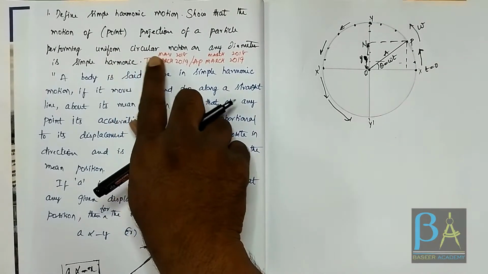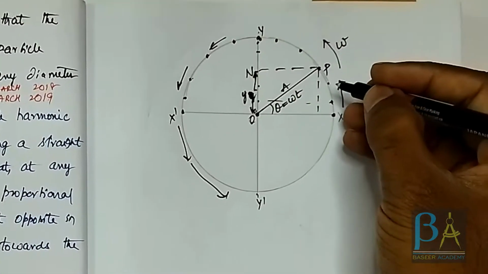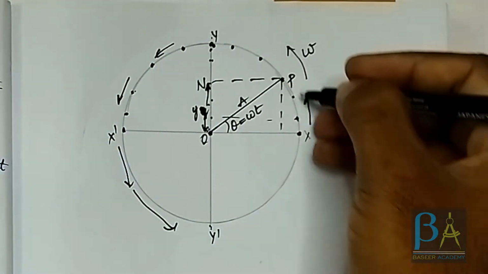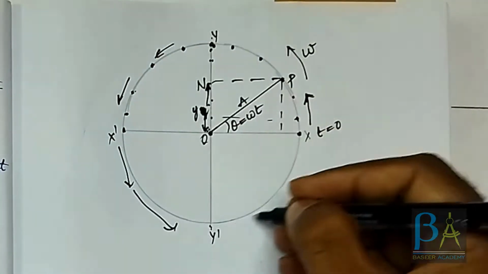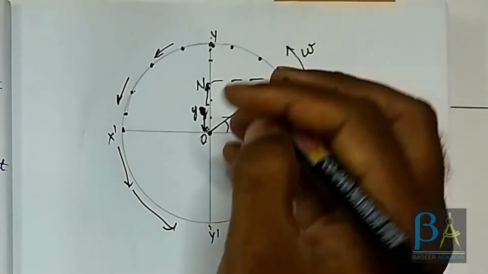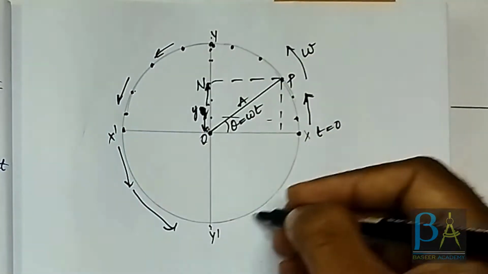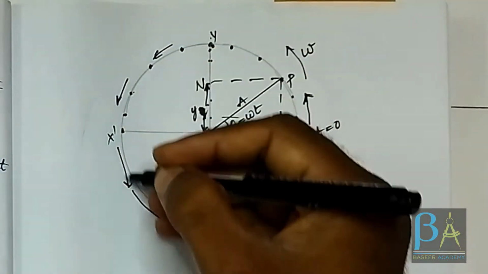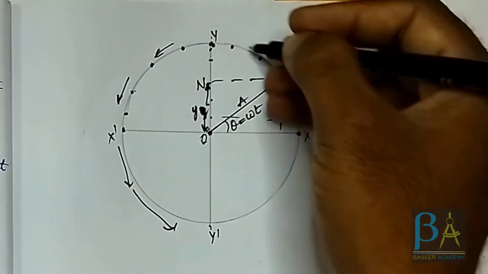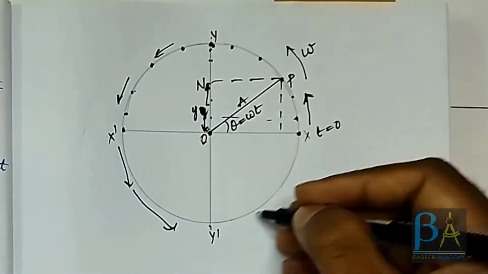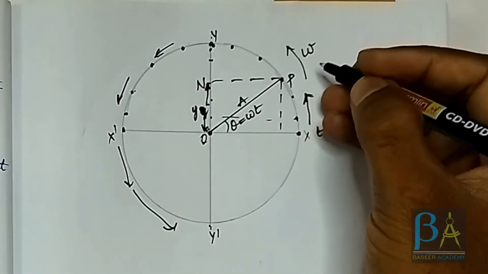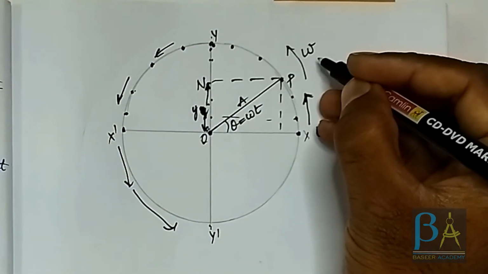And what is a uniform circular motion? You would obviously understand a circular motion, right? The particle is moving along the circumference of a circle. And what do you mean by uniform circular motion? Uniform circular motion means it is moving along the circumference of a circle with uniform velocity, which means it covers equal distances in equal intervals of time.